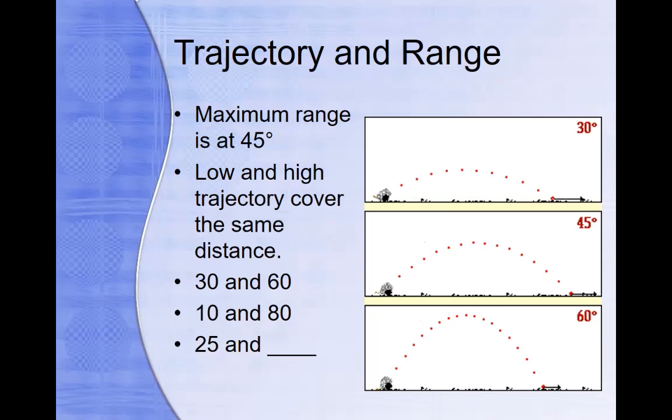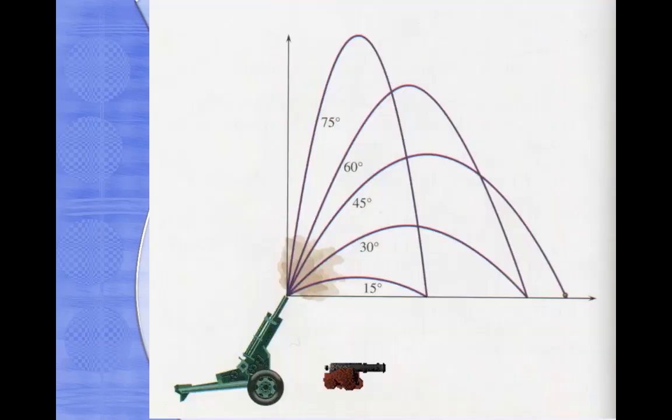Okay. So what would the complementary angle be to 25? Take a minute, pause the video, and see if you can figure it out. Okay, so what'd you come up with? Well, hopefully you were able to come up with 65, because 25 plus 65 is 90. And so those complementary angles will always add up to 90.